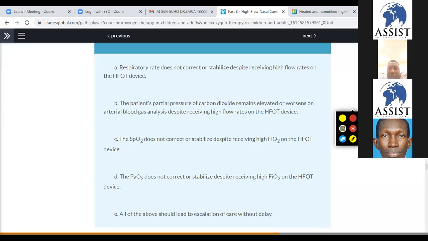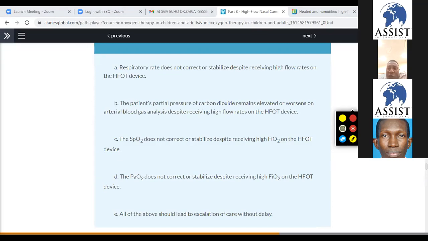All right, 30 seconds are over. So it's true. Option E is the correct answer. So as you can see, for option A, the respiratory rate is still high despite the patient being given oxygen. Option B, the pressure of carbon dioxide remaining elevated. Option C, the SpO2 does not correct or is not stabilizing despite receiving high FiO2.